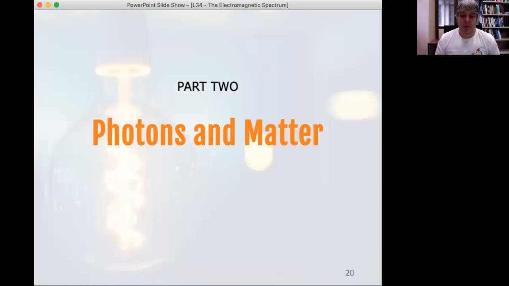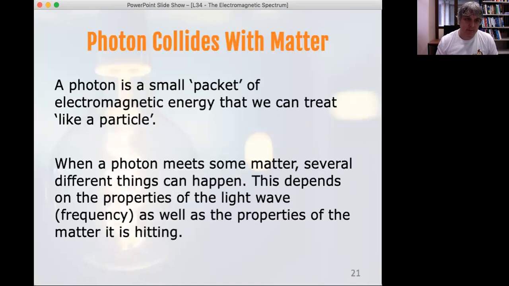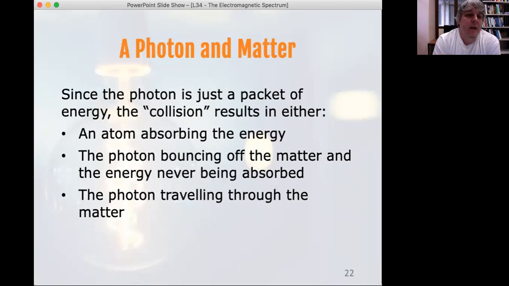We're now going to talk about what happens when these photons meet matter. They can travel through a vacuum, they don't need matter, but what happens when there is some matter? When a photon meets matter, different things can happen. It depends on the properties of the light wave, so the frequency and thus the energy in the photon, but also on the properties of the matter that the photon is hitting. If it hits one type of matter, it might do one thing. If it's a different type, it might do something else.